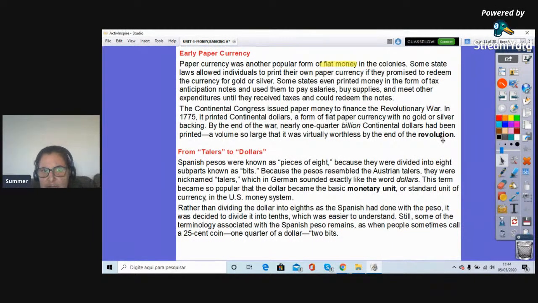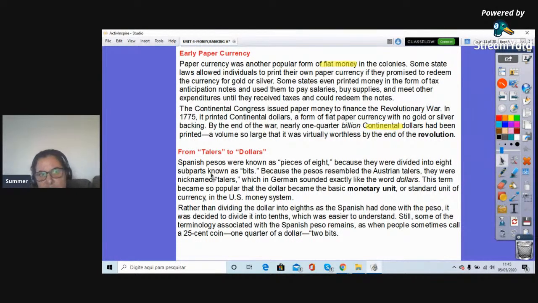The Continental Congress issued paper money to finance the Revolutionary War. Okay, so they printed about a quarter billion continental dollars at that time. And what happened? They printed such a large amount of money that by the end of the revolution, it was worthless. The money wasn't worth anything.